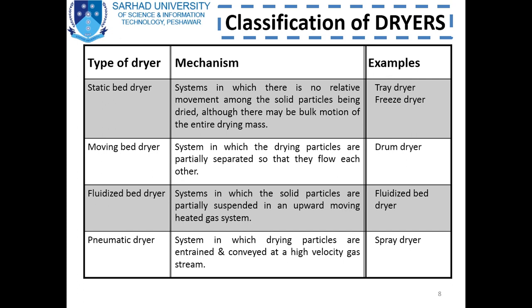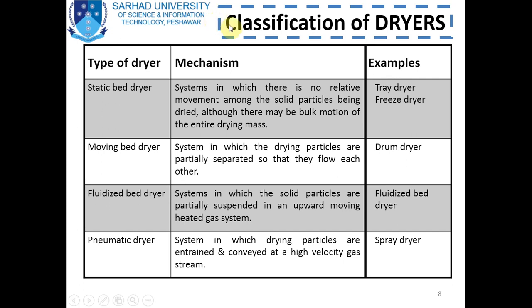This class of dryer is termed a static bed dryer because there is no relative movement among the solid particles being dried, although there may be bulk motion of the entire drying mass. The examples include the tray dryer, the fridge dryer, and a commonly routine example: we put some material in the oven and keep it for drying or heating purposes. Similarly, in a tray dryer and fridge dryer, the solid particles do not move relative to one another, but there is a bulk movement of the entire mass for the process of drying.